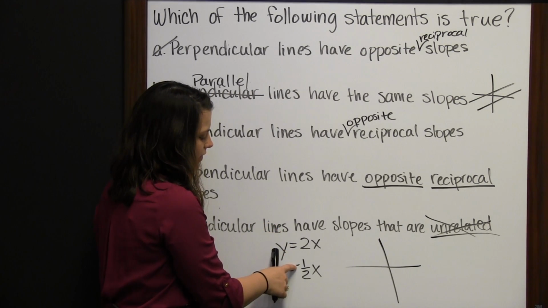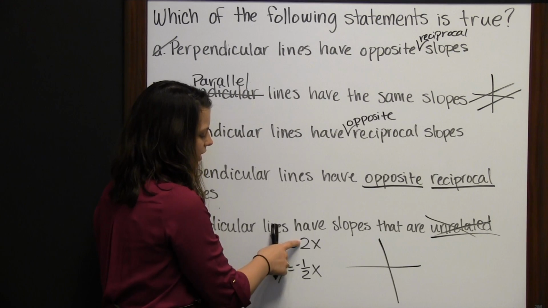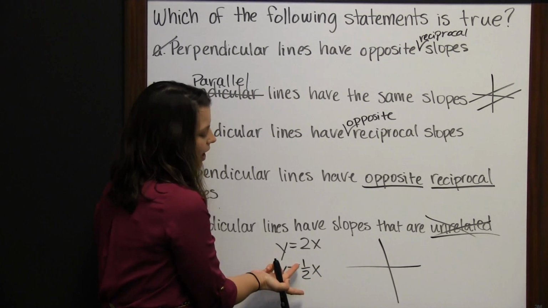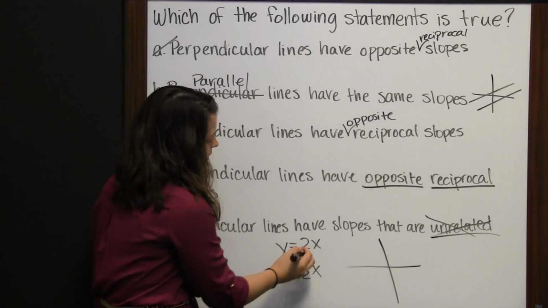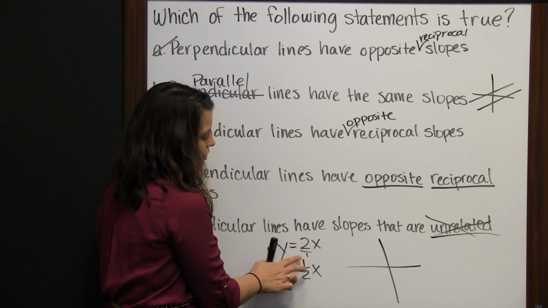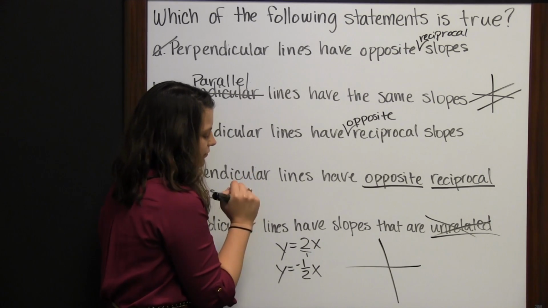Opposite meaning that they have different signs. One's negative, one's positive. And reciprocal meaning that the fraction is flipped. So this slope is 2 over 1, whereas this one is negative 1 over 2. Notice how the fraction is flipped.